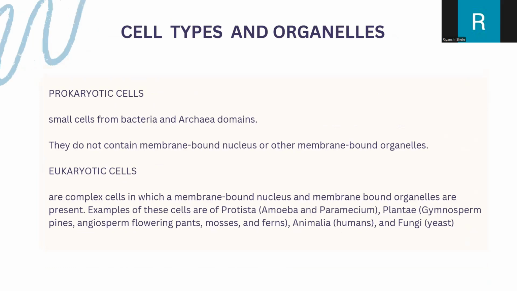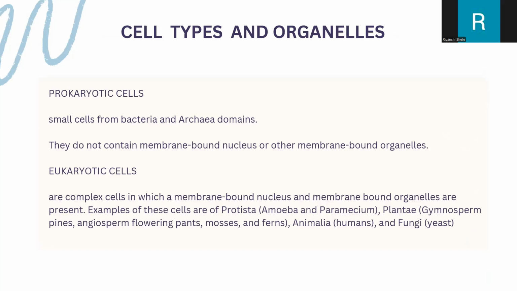Next is cell types and organelles. In the last video we also learned about cell types. Here I am recapping in short. There are two types of cells, that is prokaryotic cells and eukaryotic cells. If you want the difference between these, go and watch the last video. Prokaryotic cells do not contain a membrane-bound nucleus or other membrane-bound organelles, whereas eukaryotic cells have a membrane-bound nucleus and membrane-bound organelles.